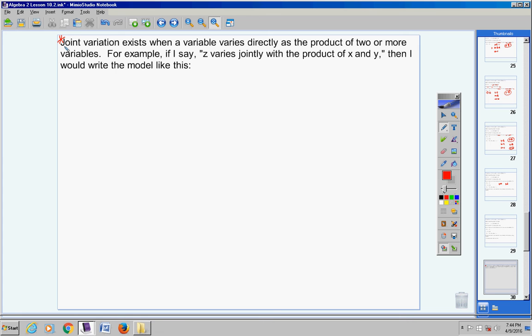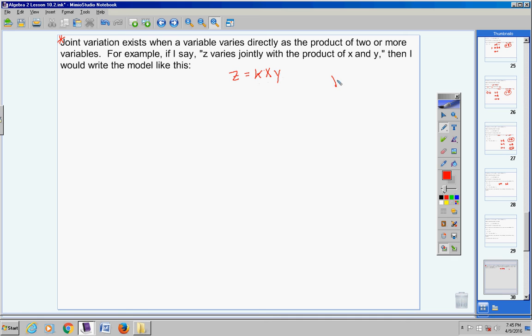Copy all this down. Okay, I'll explain in a second. Joint variation exists when a variable varies directly as the product of two or more variables. For example, if I say Z varies jointly with the product of X and Y, I'll write the model like this. Z varies jointly with the product of X and Y.